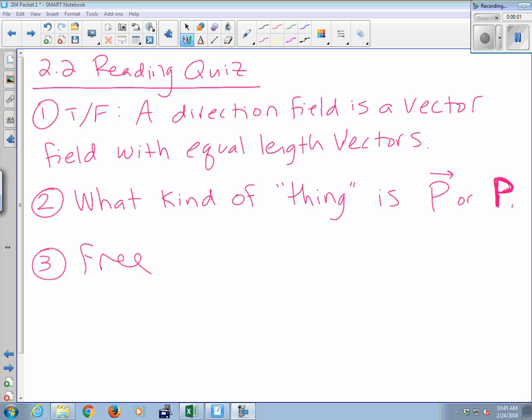True or false, a direction field is just a vector field with equal length vectors. True. Okay, what kind of thing is the notation P with an arrow over it or bold P? A vector. Did I say equation? As long as you have the word vector. I said vector equation. All right, fine. Chief, I mean, it's not an equation because there's no equal signs. I'll give it. Yeah, right.